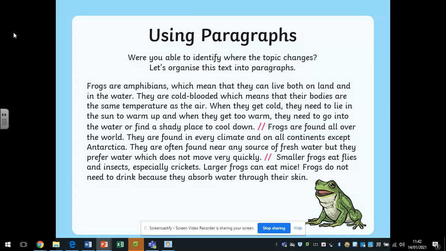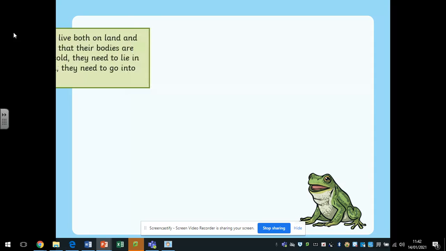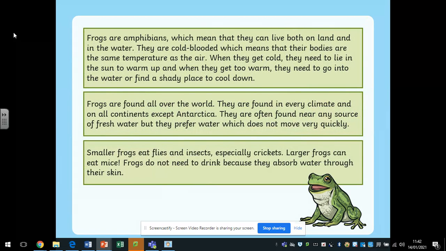Then we have our double slanted line, and it starts, frogs are found all over the world. That's a new paragraph telling you where they are found. Then the next paragraph, where it starts, smaller frogs eat flies, is all about what they eat and how they drink. So the information is organised together with similar content. And as you can see, that's how it should have been broken down.